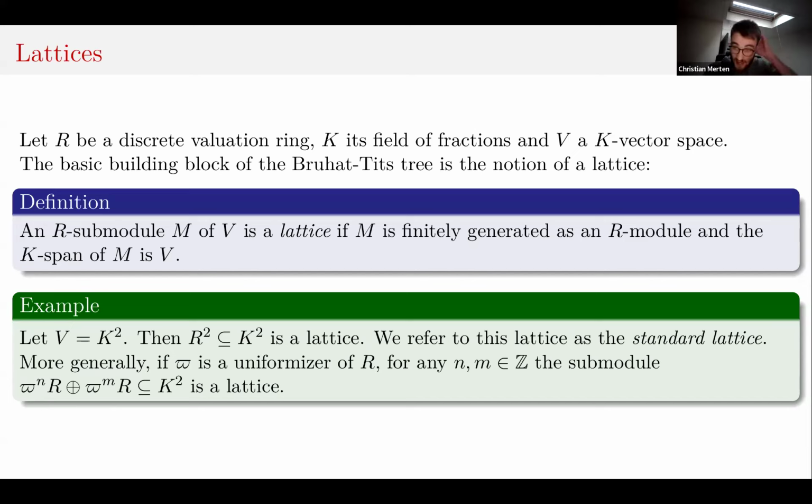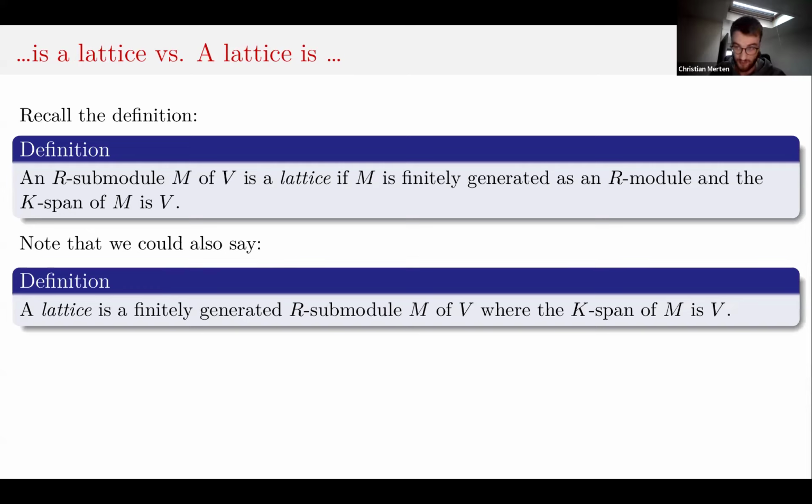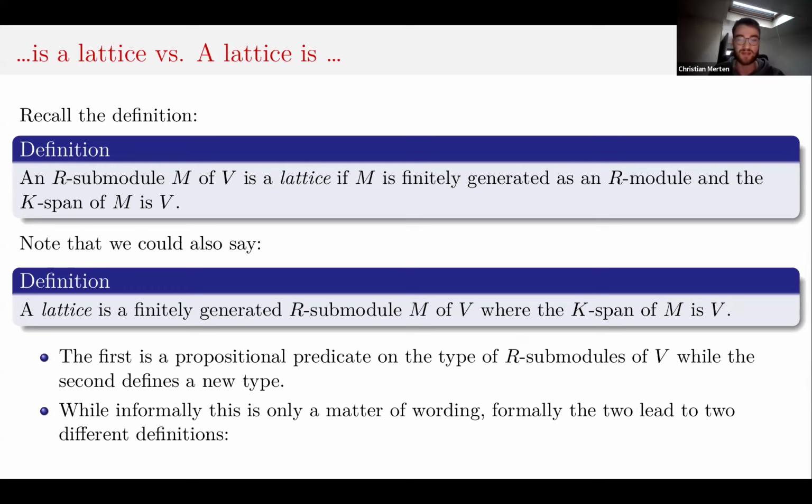Okay, so already here I'm being a bit abusive with my language, because the definition says a submodule is a lattice, and in the second example, I say this lattice is the standard lattice. I didn't say a lattice is; I said something is a lattice. And just to point out this difference more clearly, our definition is: a submodule is a lattice. But I could have also said a lattice is a finitely generated submodule. The first thing is some propositional predicate on the type of all submodules, and the second thing is some new type. Informally, this is only a matter of wording, but formally, we get two different definitions. And typically, we only want one of them.